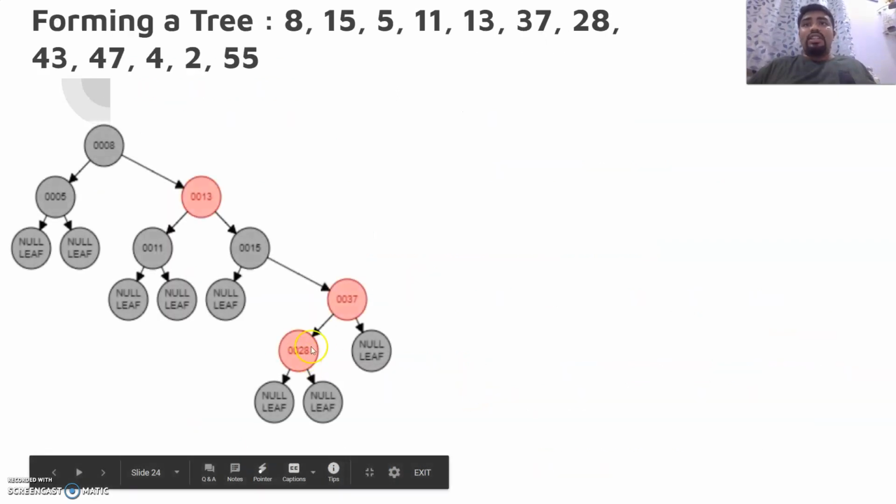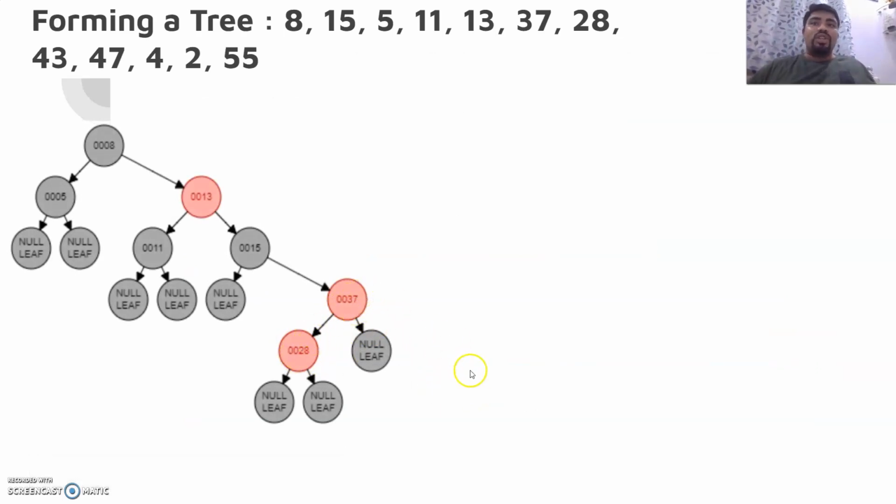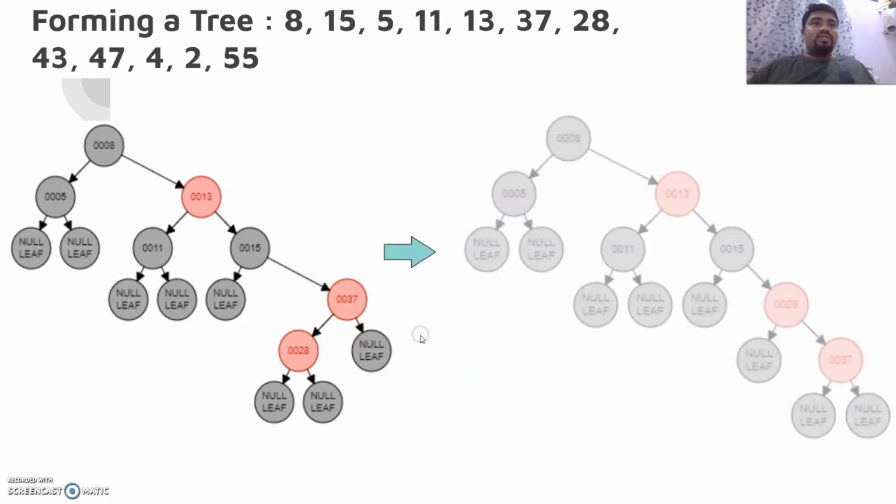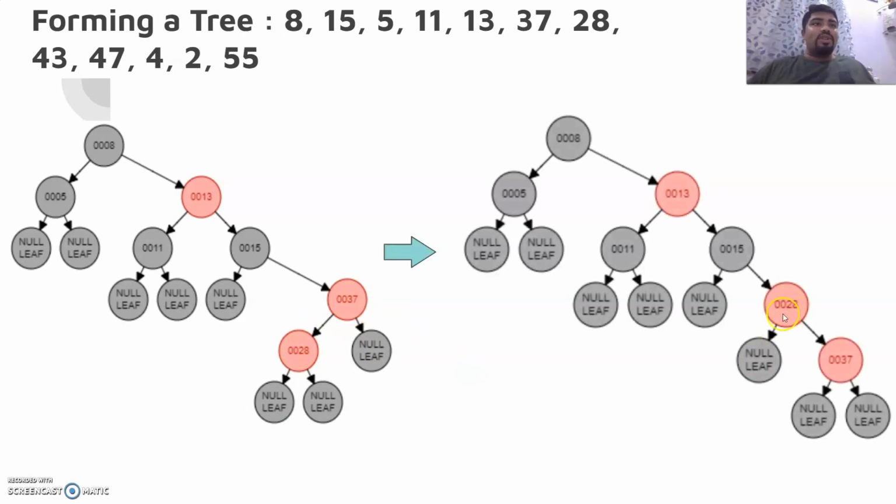So let's get started. Now, we have to perform a right rotation from below first. So 28 will come here. 37 will go to the right of 28. So let's see how this works. So this will look something like this. 28 goes up, 37 comes to the right of it.